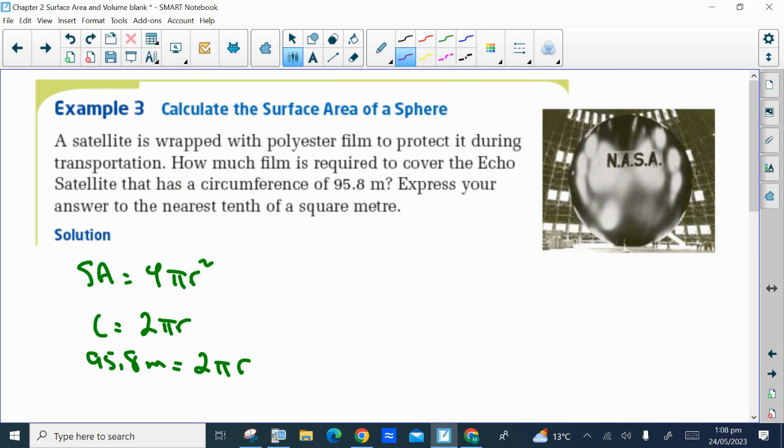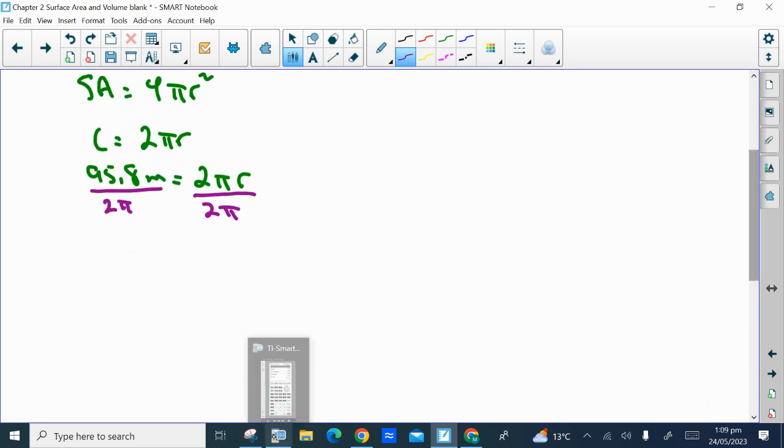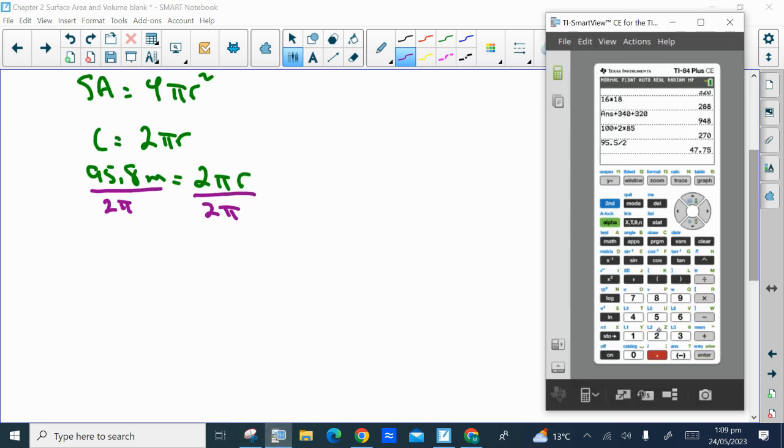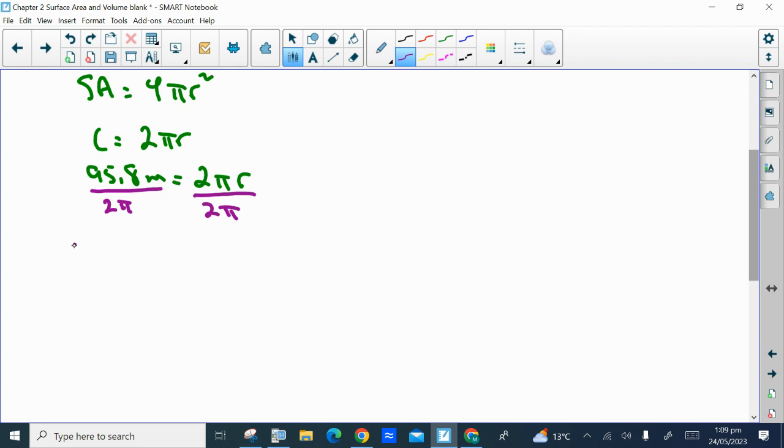We use this then to find out what r is by dividing both sides by 2 pi. So if you do it like this, and we've talked about this before, you have to put the 2 pi in brackets in your calculator. You could do it in two separate steps, divide by 2 first, then by pi second, and then you don't have to use brackets. But if you do it in one step by dividing both sides by 2 pi, there's r, 15.25 approximately. But that's a number we're going to keep in our calculator.